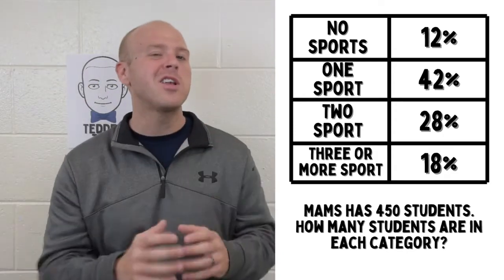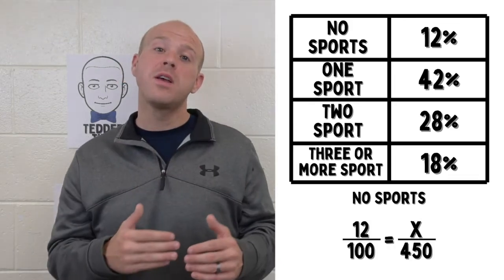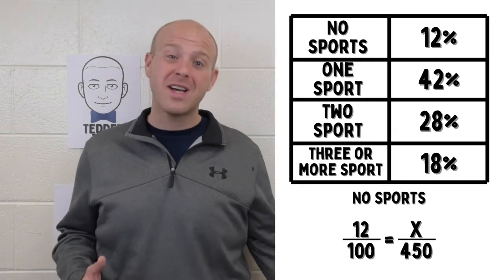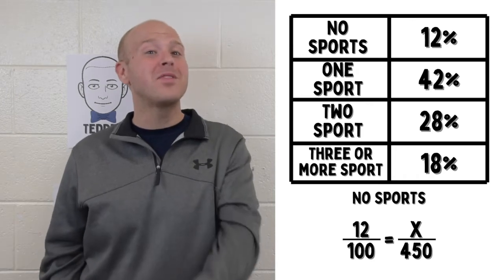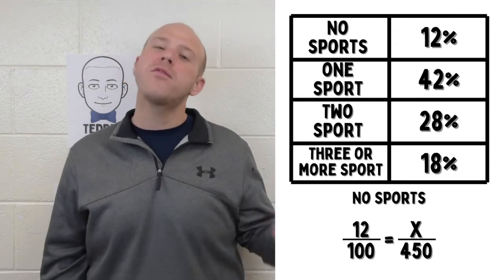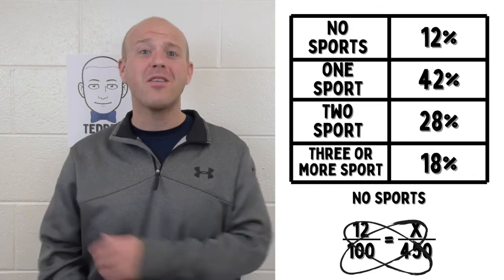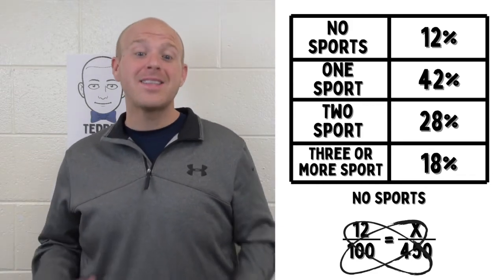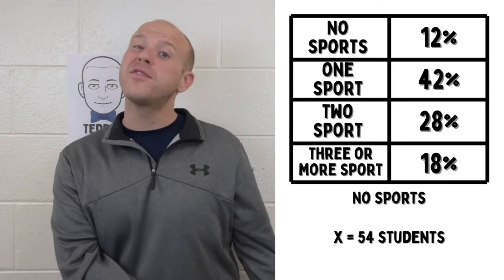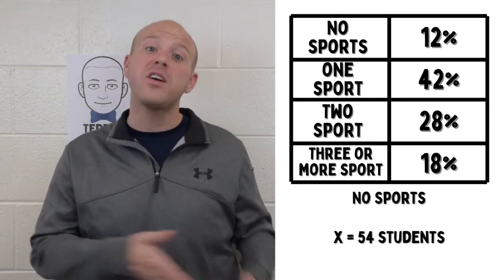All right, so let's just look at no participation. I'm given the percent, so I can put 12 over 100. And I know I'm trying to figure out the part, because this category is only part of our entire student population. And they gave me the entire population, which is 450. So that whole goes on the bottom. So I have 12 over 100 equals x over 450. Now I'm going to solve that, cross multiply. And what I end up seeing is that our answer is 54 students. So 54 students out of the 450 don't participate in sports, and that's because that is 12% of 450.